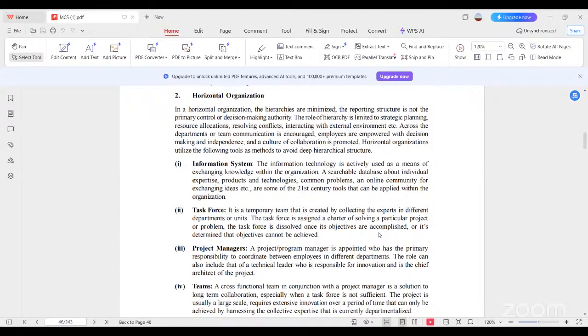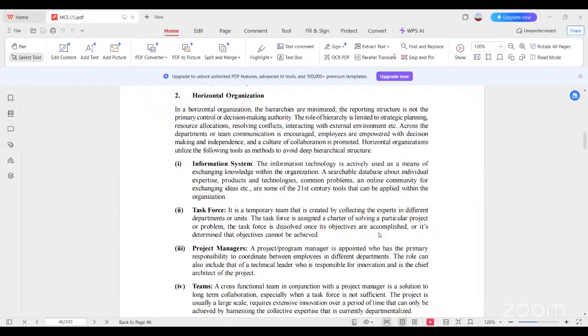Next is your project managers. A project manager is appointed who has the primary responsibility to coordinate between employees in different departments. Their role can also include that of a technical leader who is responsible for innovation and is the chief architect of the project. So a project manager is basically appointed to coordinate work across different departments to ensure timelines and objectives are met, and also acts as a technical leader. They often have responsibility without formal authority.